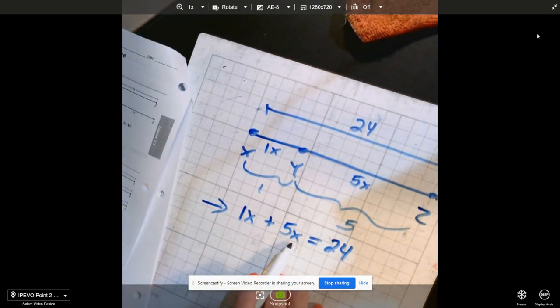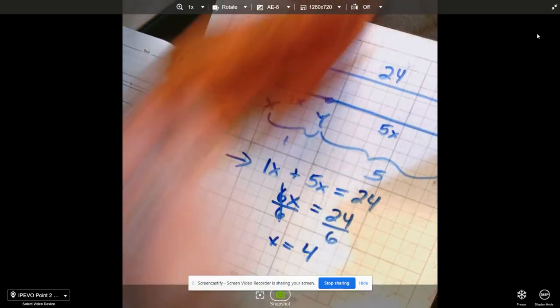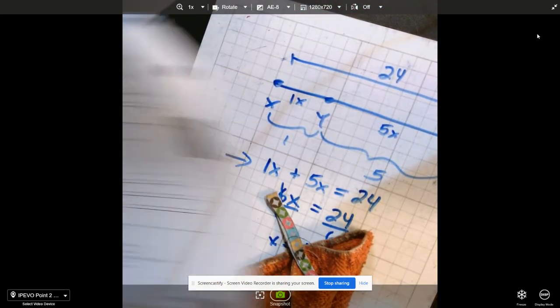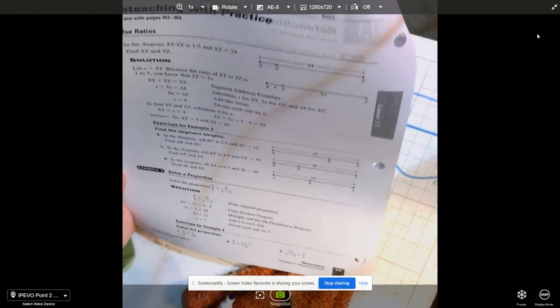Now I have an algebraic equation. I can combine my like terms. So 1x plus 5x will be 6x equals 24. If I want to solve this for x, I have to divide both sides by 6. My 6's will cancel out on this side, and x equals 24 divided by 6, which is 4. So that's how you can use a ratio to solve a problem. See if you can complete 4, 5, and 6 on this. Those are all done that way.